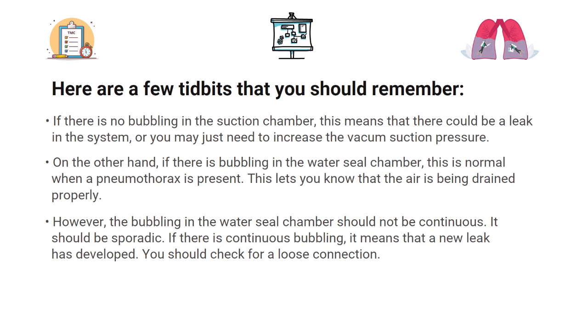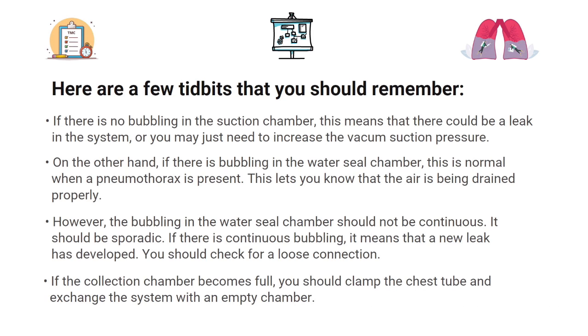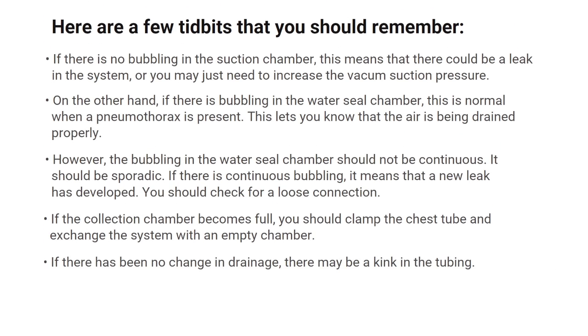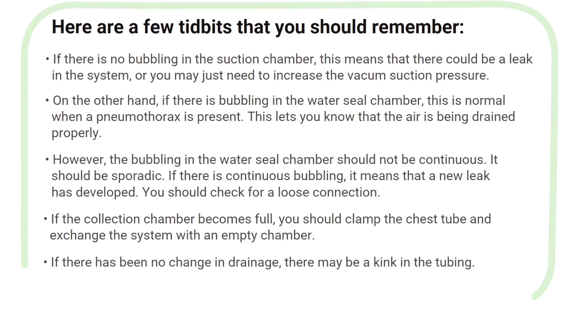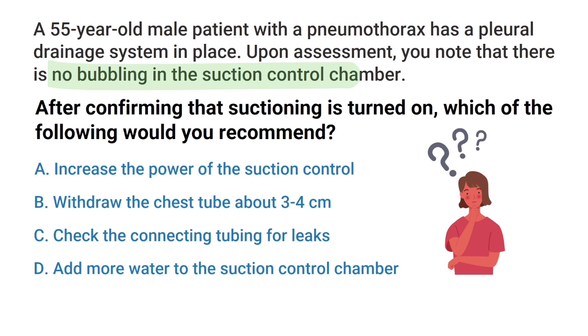In this case, you should check for a loose connection. If the collection chamber becomes full, you should clamp the chest tube and exchange the system with an empty chamber. And if there has been no change in drainage, there may be a kink in the tubing. So taking everything into consideration, since there is no bubbling in the suction chamber, this tells us that the correct answer has to be either A or C. But the question states that the suctioning is turned on, so the best thing we can do in this case is to check the tubing to see if it has any leaks. Which means that the correct answer is C. Check the connecting tubing for leaks.